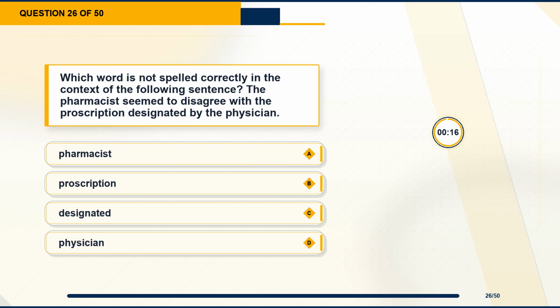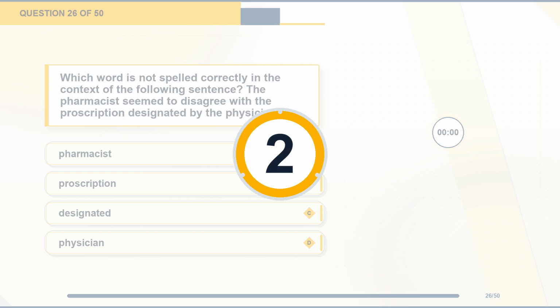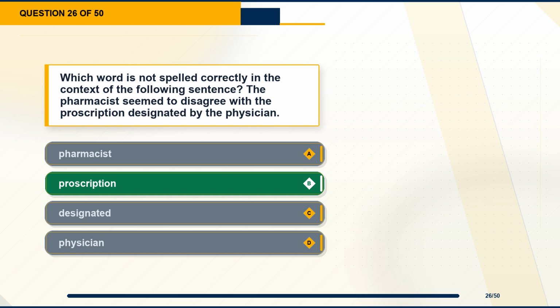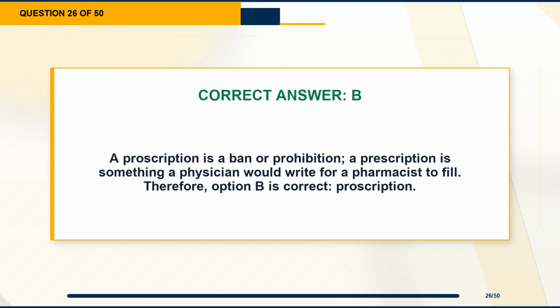Question 26. Which word is not spelled correctly in the context of the following sentence? The pharmacist seemed to disagree with the prescription designated by the physician. Option A, pharmacist. Option B, prescription. Option C, designated. Option D, physician. The correct answer is option B, prescription. Explanation. A proscription is a ban or prohibition. A prescription is something a physician would write for a pharmacist to fill. Therefore, option B is correct, prescription.